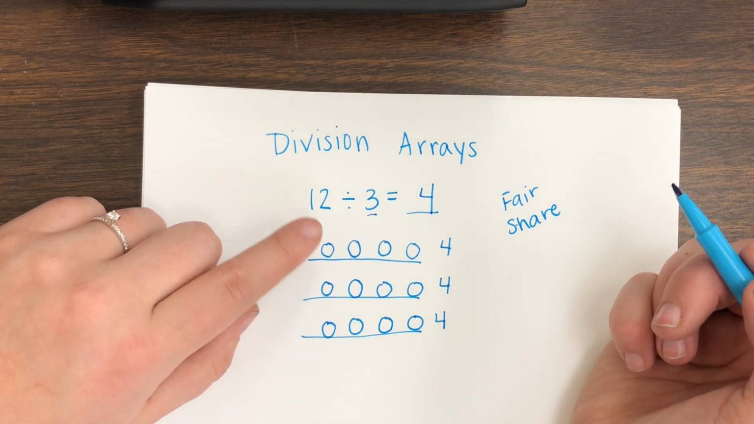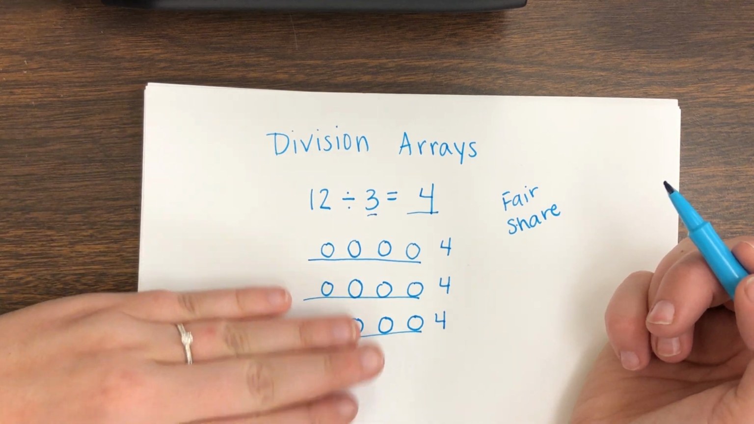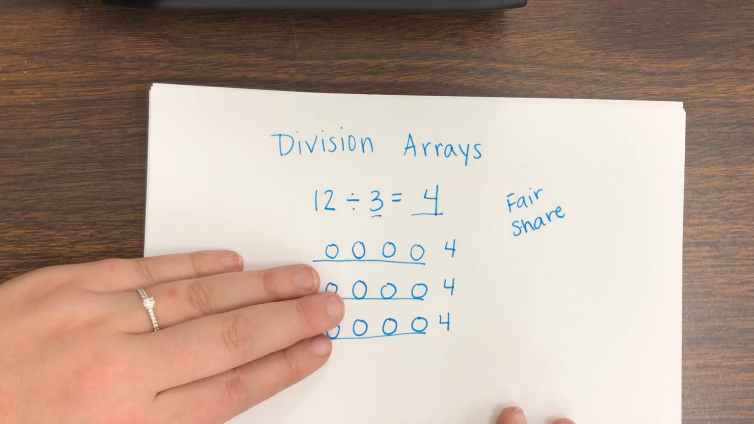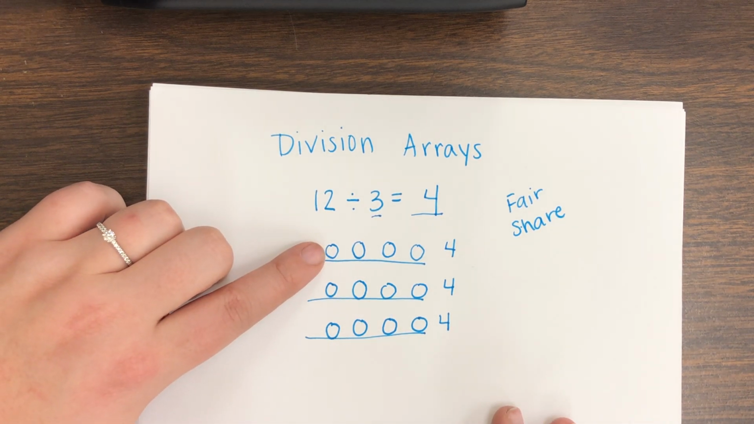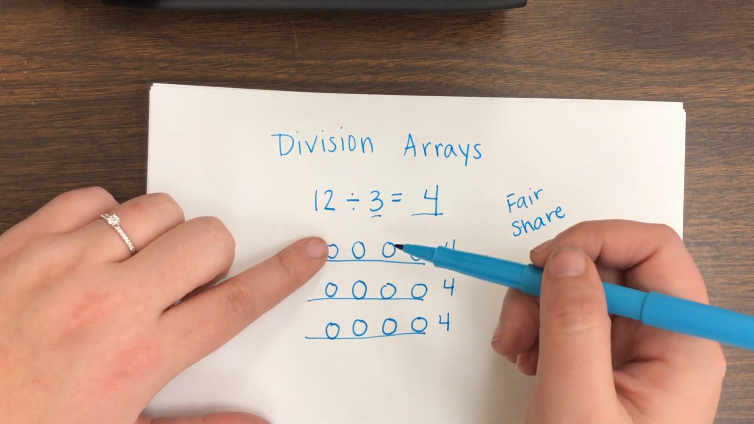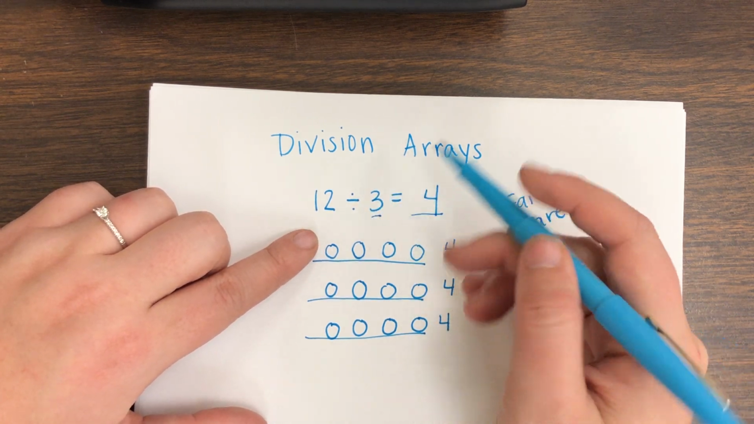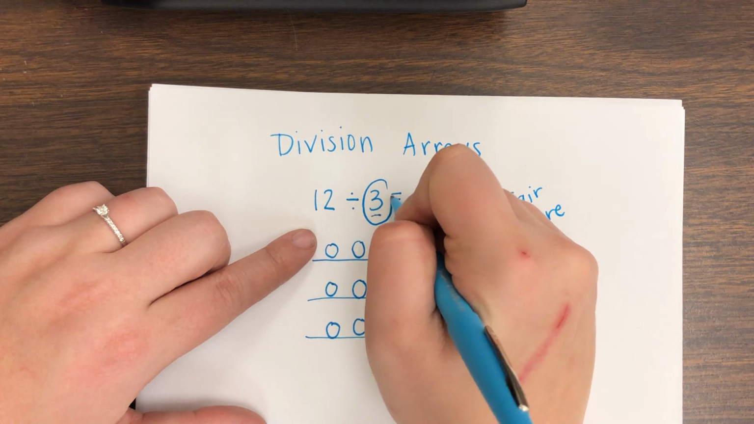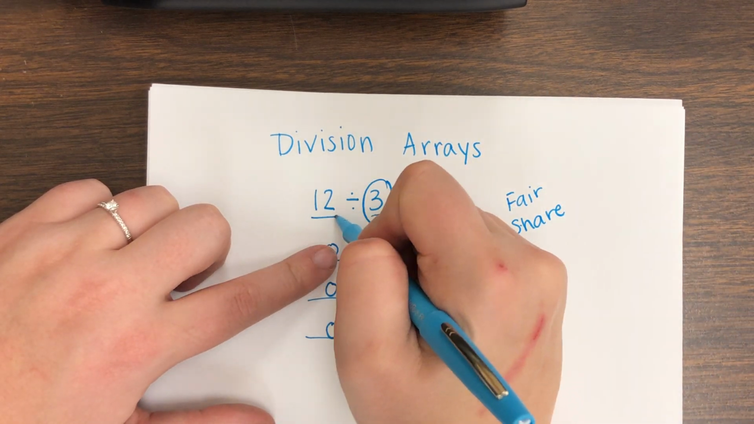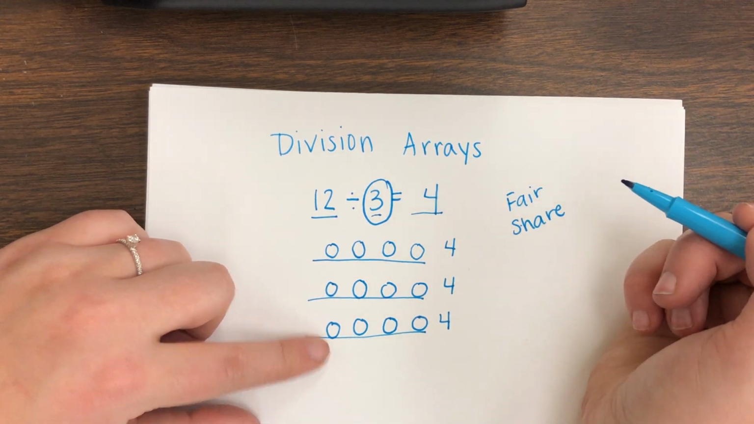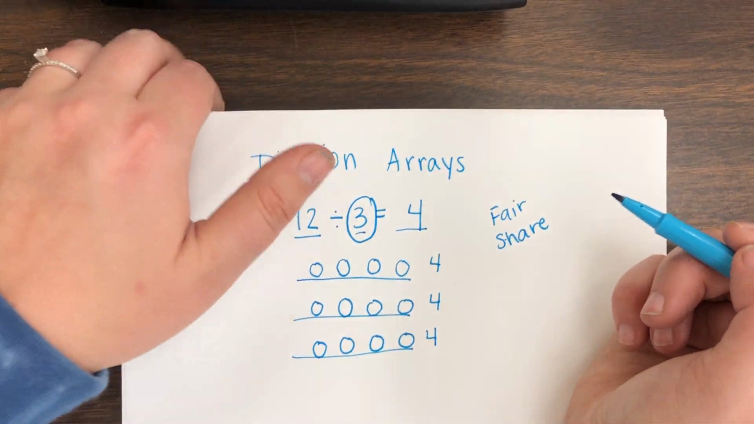So normally for arrays, we count up the total and that is our answer. In division, I already have the total. I already know I have 12 dots. I'm looking to split up those dots equally between 3 people. That second number is the number of rows we draw. Then we split this number up evenly by giving 1 to each, and then the answer is how many each person got. Let's try another one.